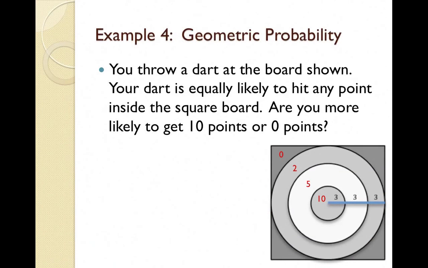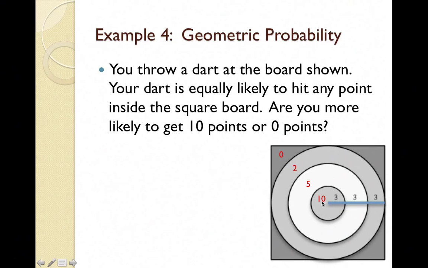All right, final example. This has to do with geometric probability. This happens when we are trying to find probability based on geometric shapes or situations. So here's a case where we have a dartboard. It's a square board. It has rings on the inside, each worth different amounts of points.